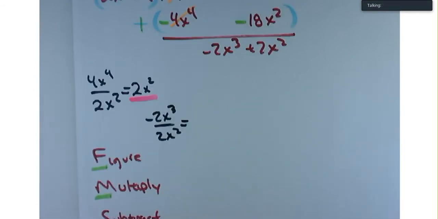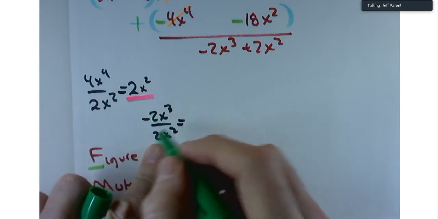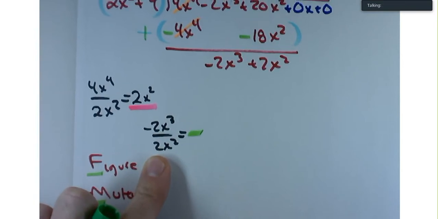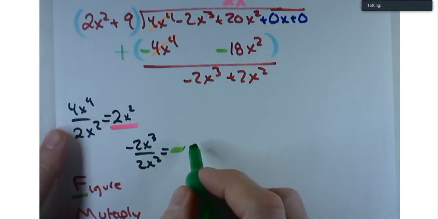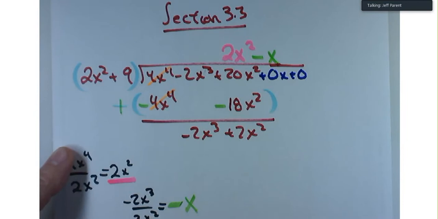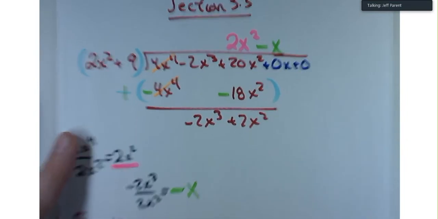What am I going to get this time? Well, the 2's will cancel, right? I'm stuck with a negative. How many x's am I going to have? Just one. Thank you. So just one. So minus x right there. So there and there. Okay.